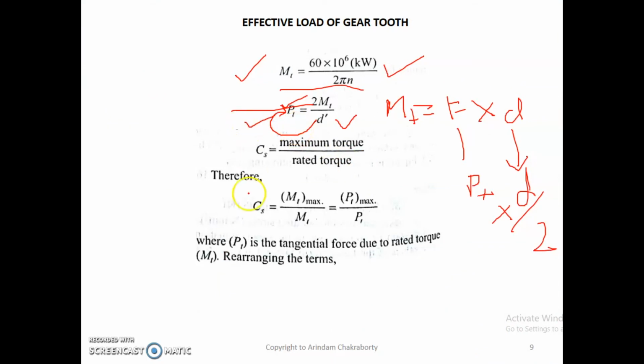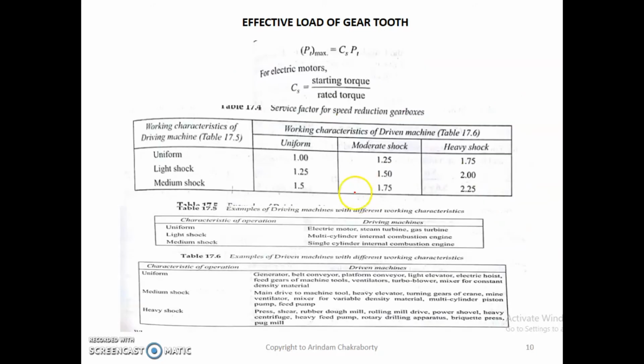So what is the factor which drives more? That is CS. It is termed as service factor. The service factor is nothing but the ratio of maximum torque to rated torque. That helps us to understand how much it will work and what factors are related to it, how it will work. As you can see, service factor can be determined by these things.